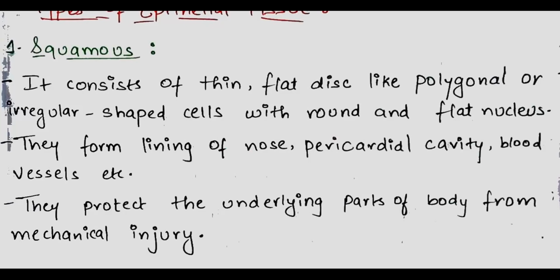Sir, is it the topmost layer of the skin? Yes, the top layer of the skin is made up of stratified squamous epithelial tissue. Stratified means multiple layers of squamous epithelial tissue: one layer, two layers, three layers. When multiple layers of squamous epithelial tissue are present, it forms stratified squamous epithelial tissue.